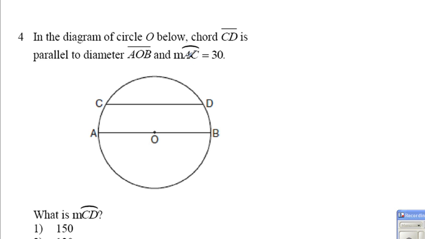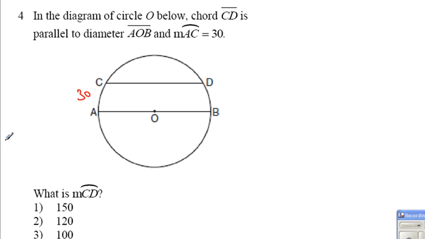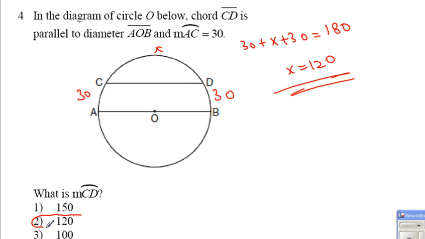Now here, the measure of arc AC is 30 degrees. Then since these two are parallel, we realize this is also 30. So that makes arc CD quite easy, because when we add them up, 30 plus x plus 30, due to the whole thing being a diameter, right here, A or B, must be equal to 180. That makes x equal to 120. So choice 2 becomes our answer.